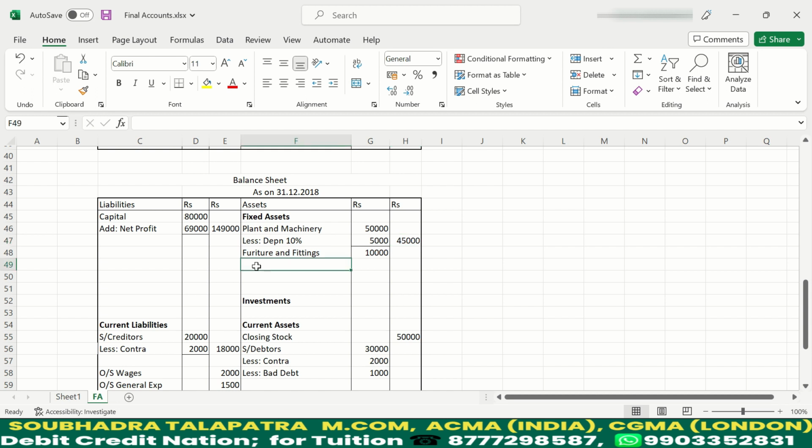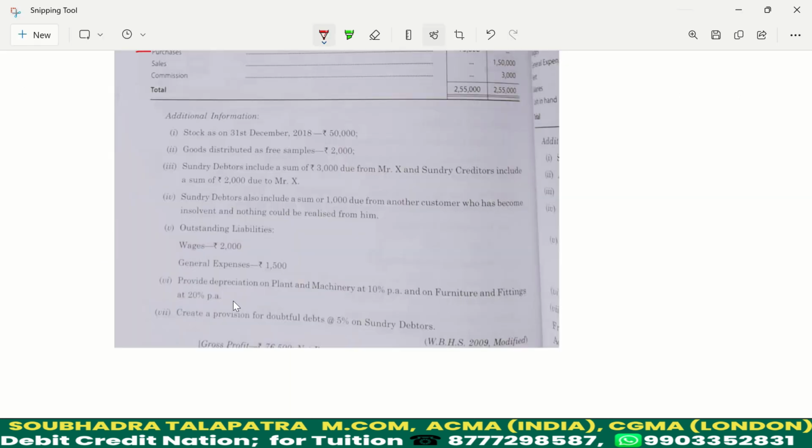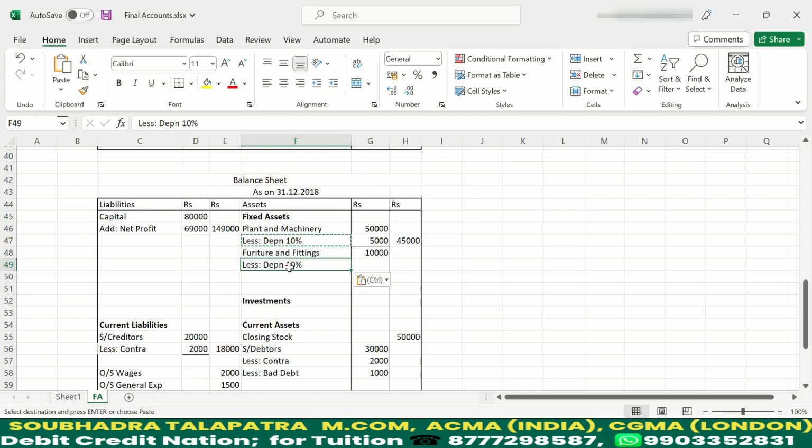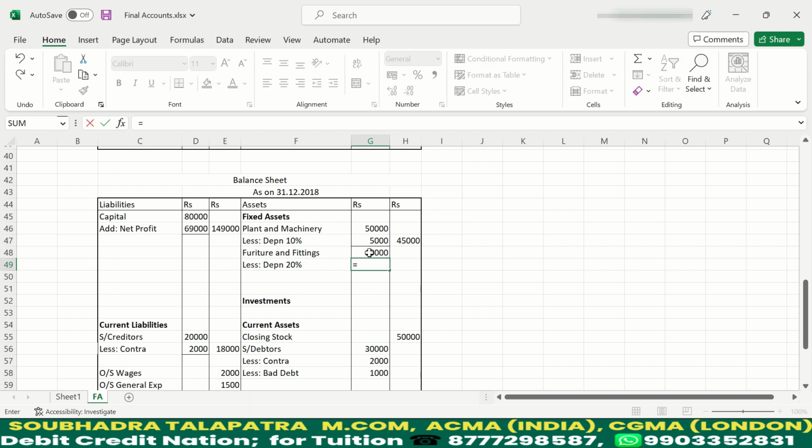Again, there is some depreciation on furniture as well, so I'm just copying and pasting here. How much is the depreciation on furniture? 20%. So I'll replace 10 with 20. So here equal to 10,000 multiplied by 20%, and I'll close it. In the outer column, equal to 10,000 minus 2,000 equals 8,000.